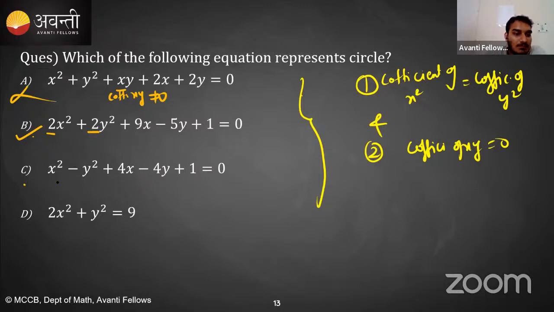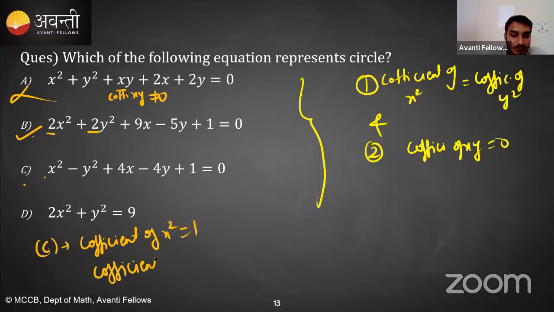Now coming back to C, what is the coefficient of x square? The coefficient of x square is 1. The coefficient of y square is -1. So these two coefficients are not equal. So straight away you can say that it is violating our first condition. So it will not be a circle.